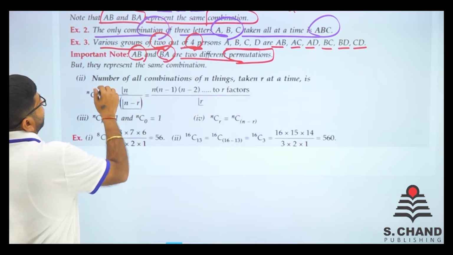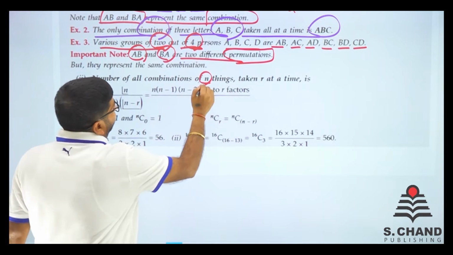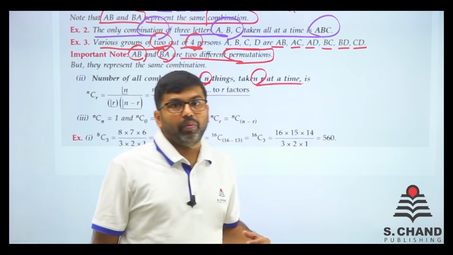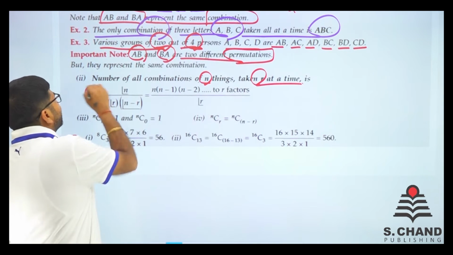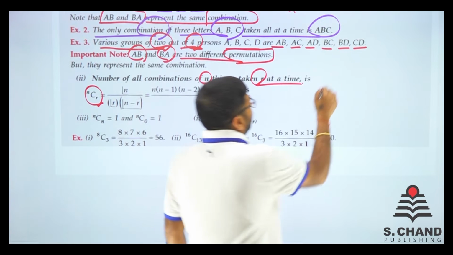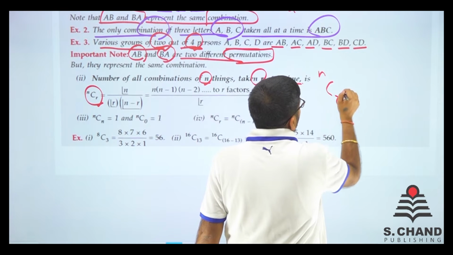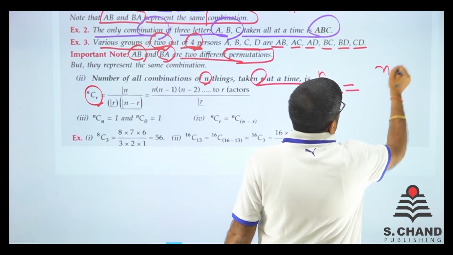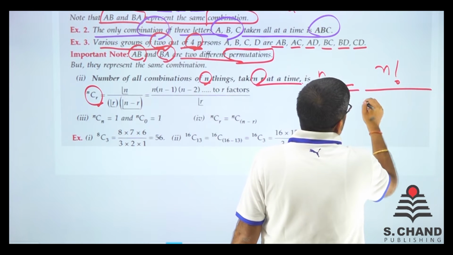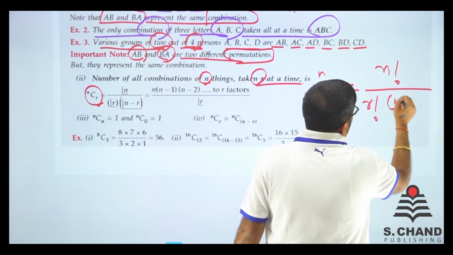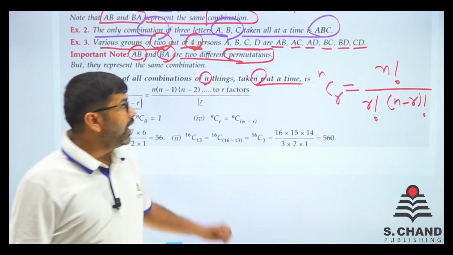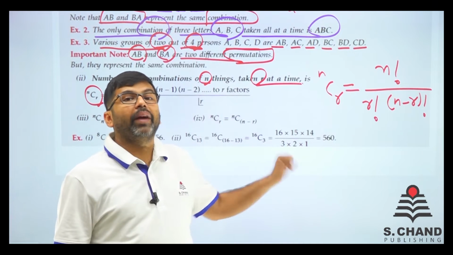So it is the number of all combinations of n things taken r at a time. If you take r at a time, you call it nCr, which is equal to how many? What you do is n factorial divided by r factorial and then n minus r factorial.